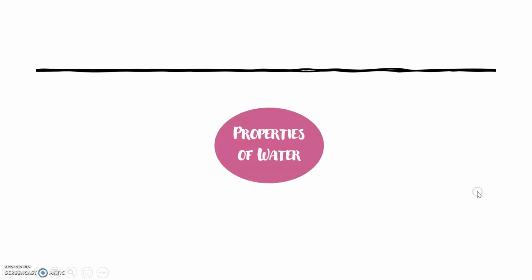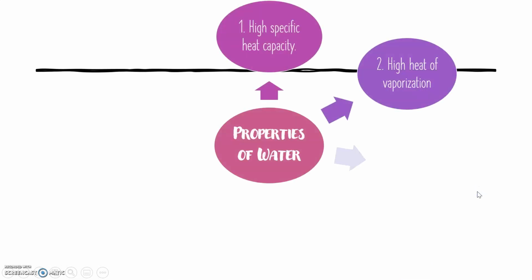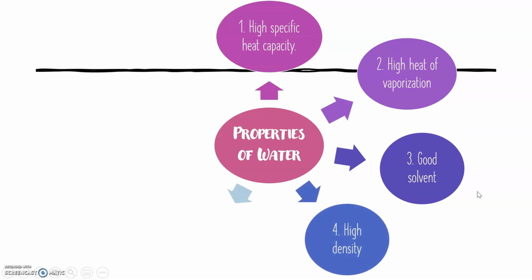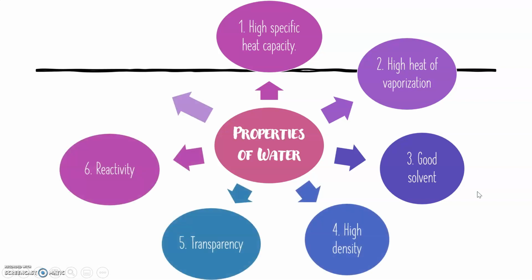Next, we move on to properties of water. In properties of water, you learn about high specific heat capacity, high heat of vaporization, water as a good solvent, high density of water, transparency of water, the activity of water, and also the cohesion and adhesion in water.